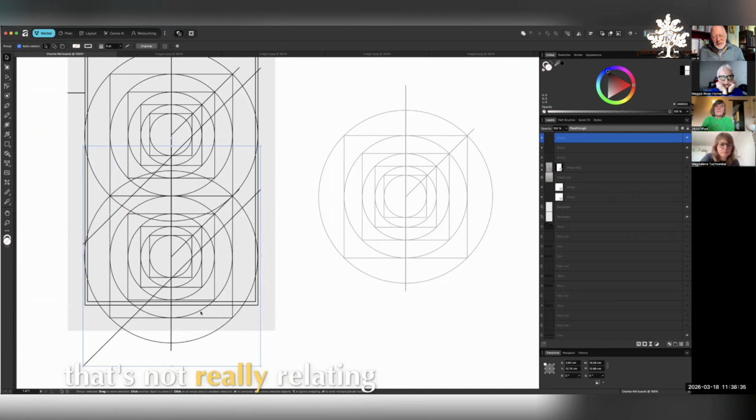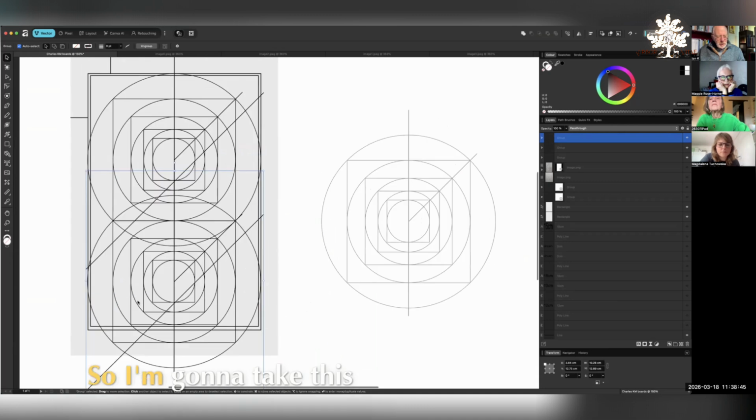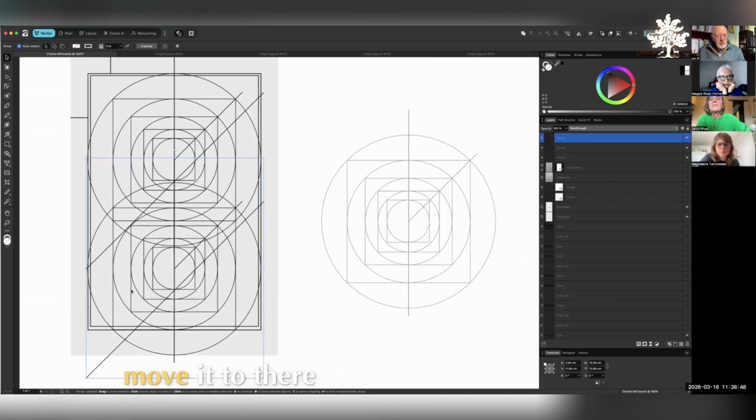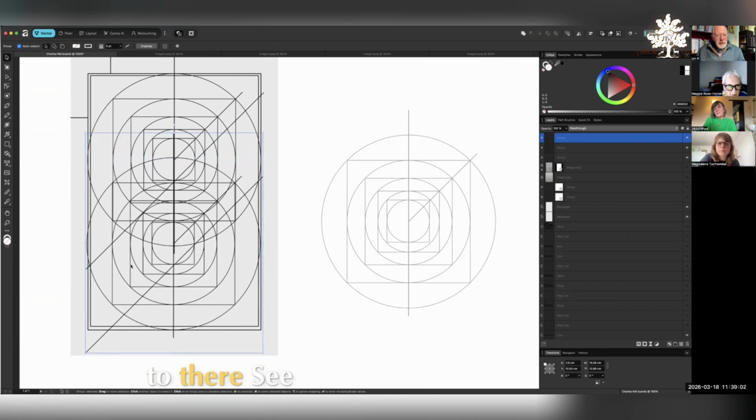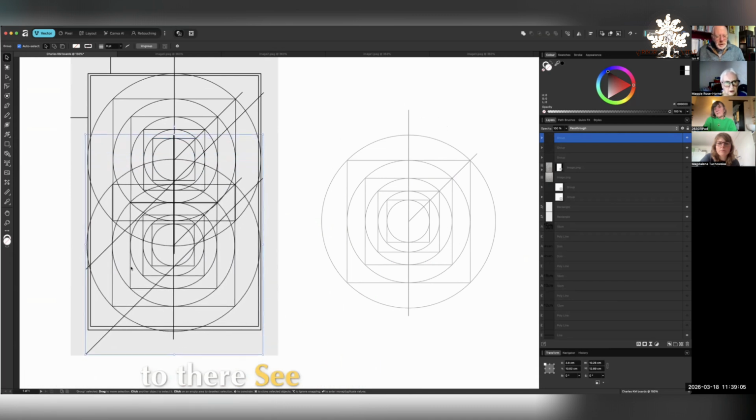But that's not really relating to the length of the Kovcek. There's no box resting on here, for example. So I'm going to take this and move it to there, and let's see how that works by relating the two to each other. And I'm still not seeing an easy relationship. But if I go to there, see, I'm moving it up.